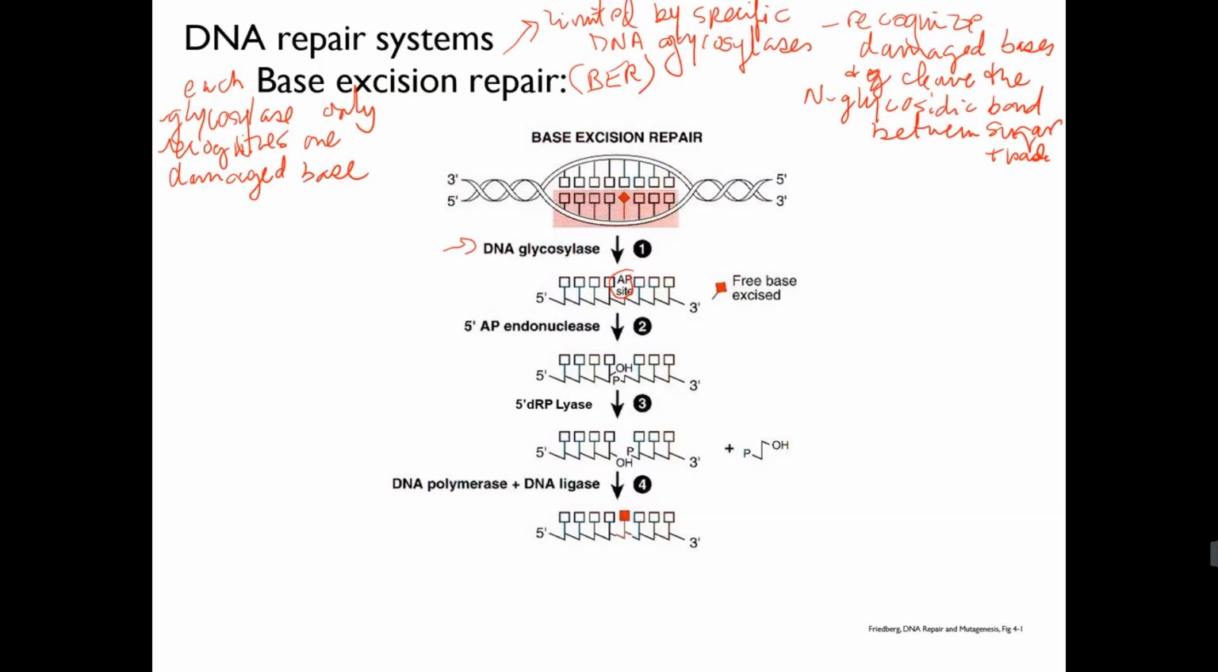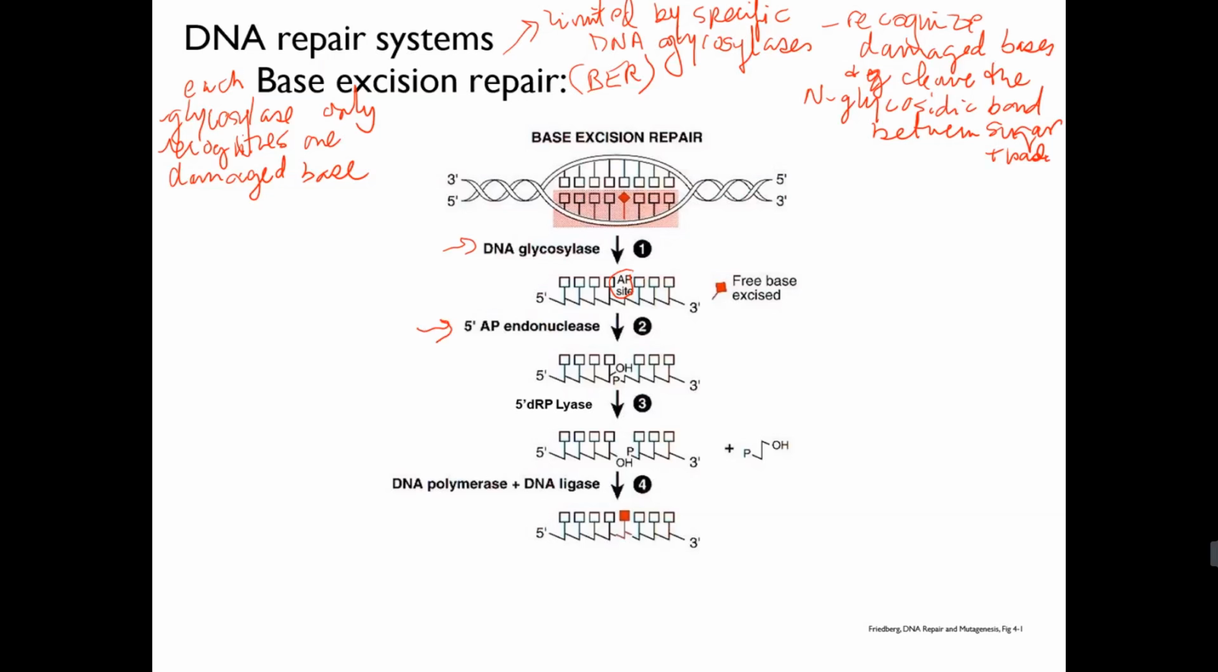And this kind of gets worse because after we have our AP site, the first thing we're actually going to do is make a backbone cleavage. So it's like, oh my goodness, we have an AP site and then we cut the backbone. Are we insane? So the backbone is cleaved by an enzyme called AP, for apurinic or apyrimidinic endonuclease. Okay, so this is step number 2. And it cleaves on the 5' side of the AP site.